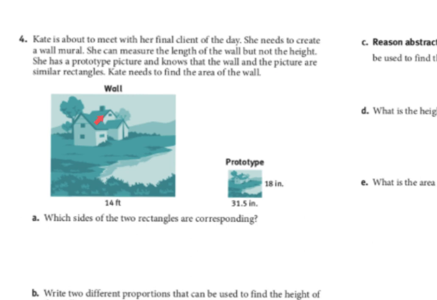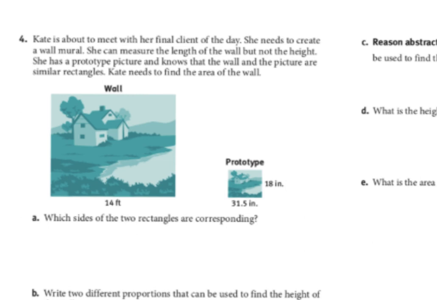So she has the wall. This is the big wall that she's going to write on. And she has this prototype. She knows the prototype is similar to the rectangle of the wall. So now it asks which sides of the rectangles are corresponding. So you can see this is the bottom of the picture, and this is the bottom of the picture over here. This side corresponds to that. The height is this side. This is the height of the picture there. Those two sides are corresponding.